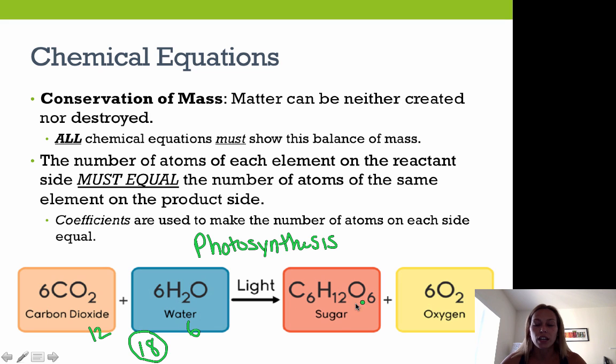Now if we take a look over here, we've got 6 oxygen for sugar, and then 6 times 2 is 12, so we've got 6 oxygen here, we've got 12 oxygen over here, so again we've got 18 oxygen on the product side. So we're looking at conservation of mass here. We started out with 18 oxygen going into the reaction, and even though the reactants' bonds were broken and rearranged into sugar and oxygen, we still have 18 oxygen on the product side as well.